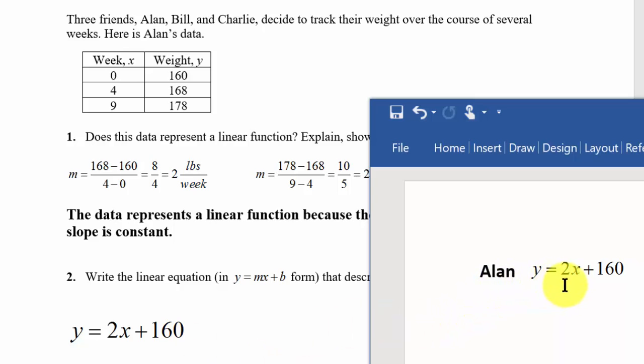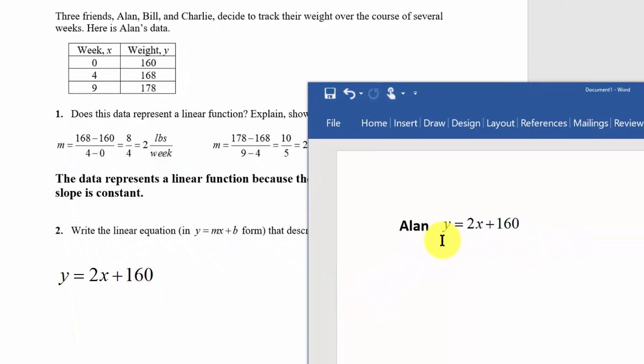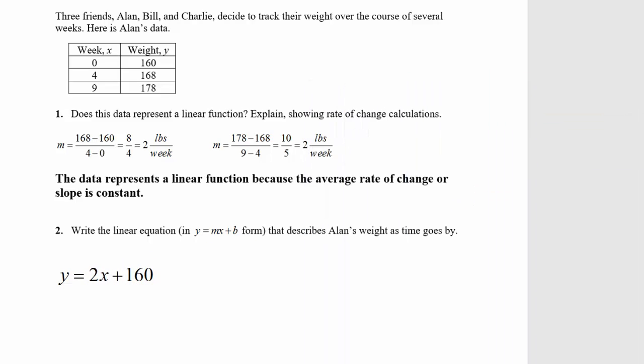And I just wrote this equation on the side just so I can take stock of the equations for the 3 friends, because I think we're going to need the equation that represents each of their weight at the end. So Alan's equation was y equals 2x plus 160, and I'm just going to write that on a spare piece of paper. Okay, let's move on to question 3.